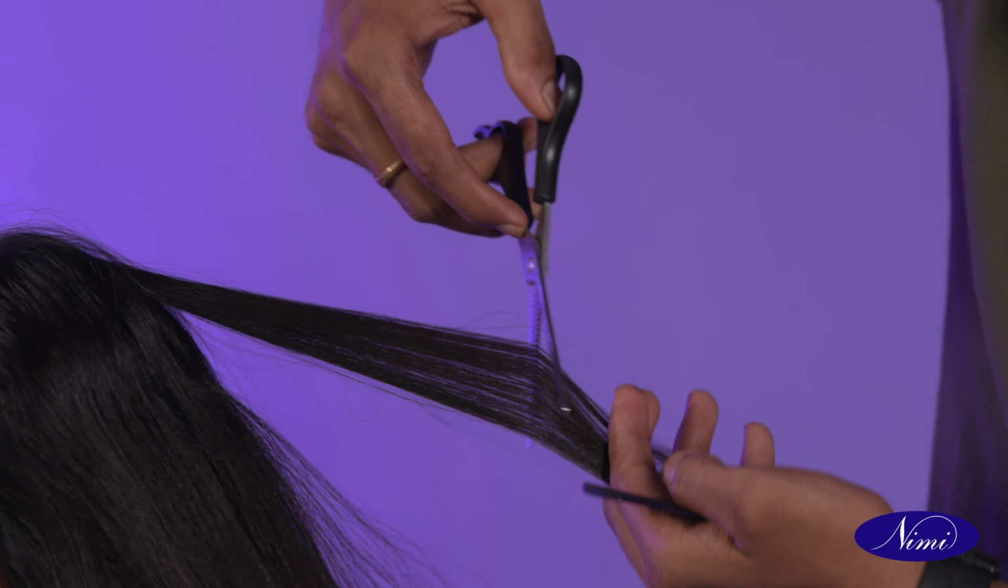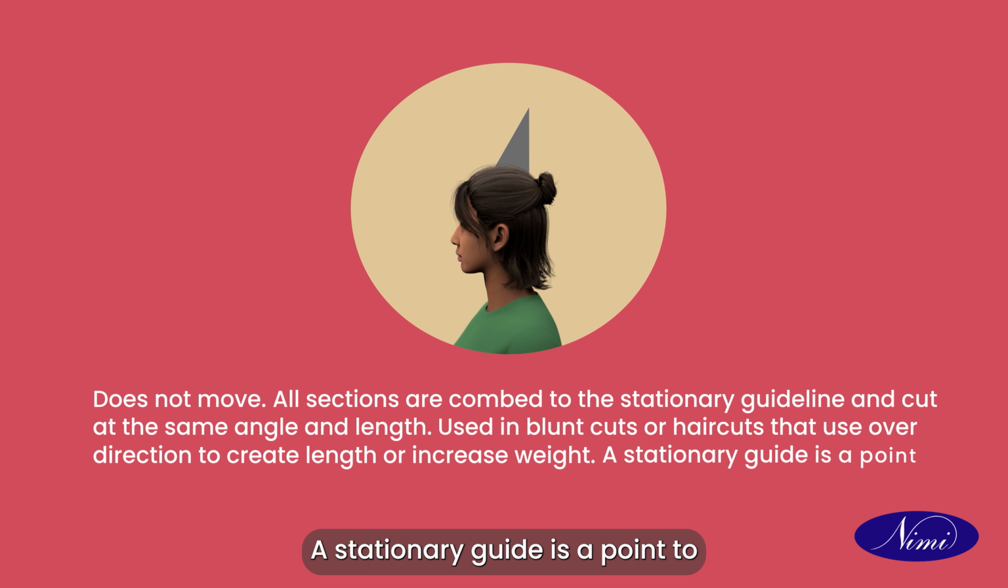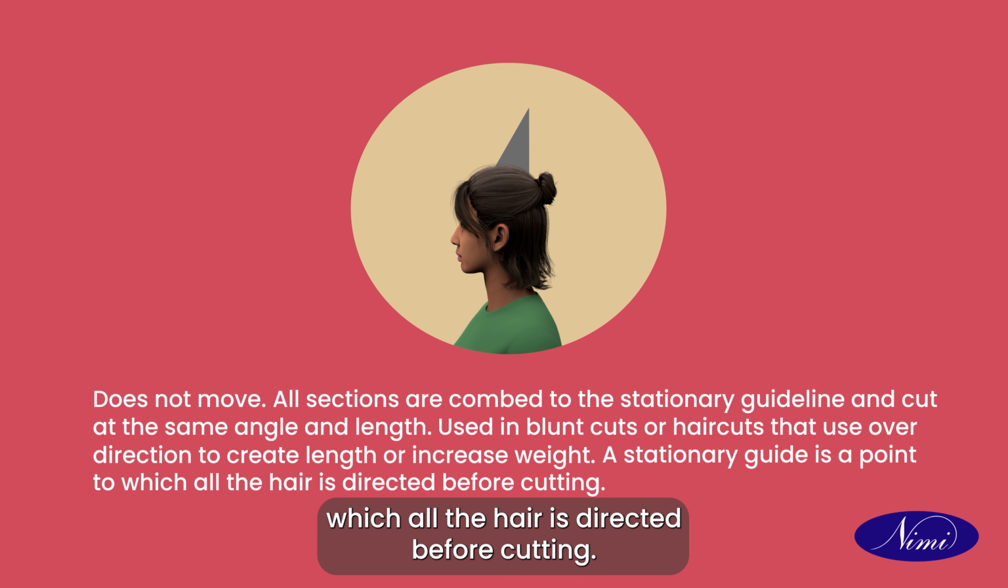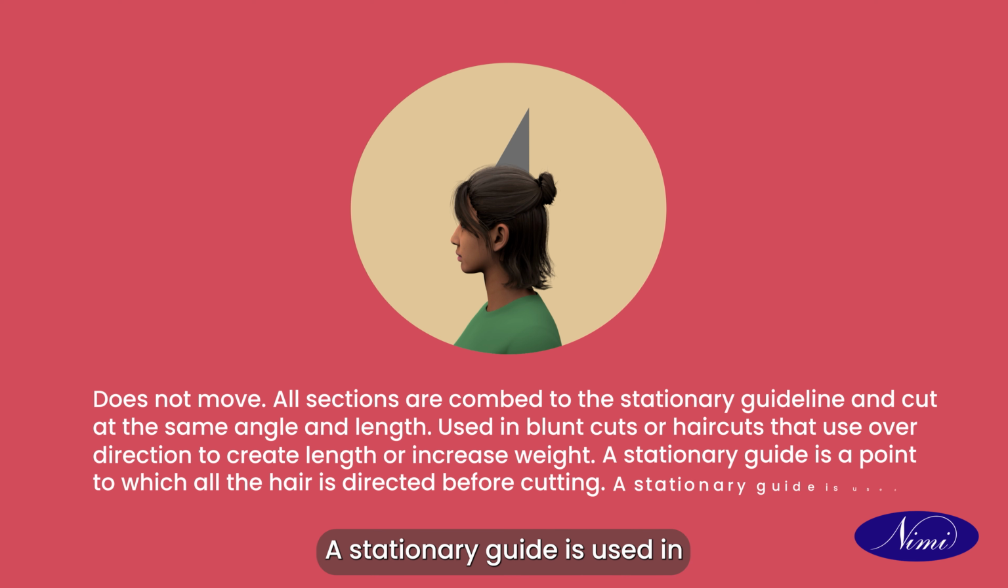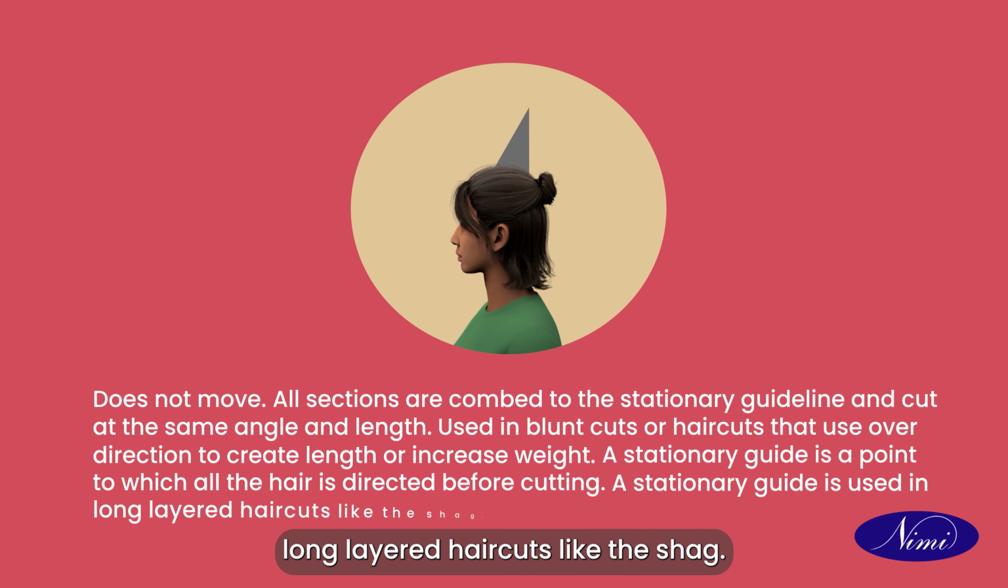Stationary guideline does not move. All sections are combed to the stationary guideline and cut at the same angle and length. Used in blunt cuts or hack cuts that use over direction to create length or increase weight. A stationary guide is a point to which all the hair is directed before cutting. A stationary guide is used in long layered hack cuts like the shag.